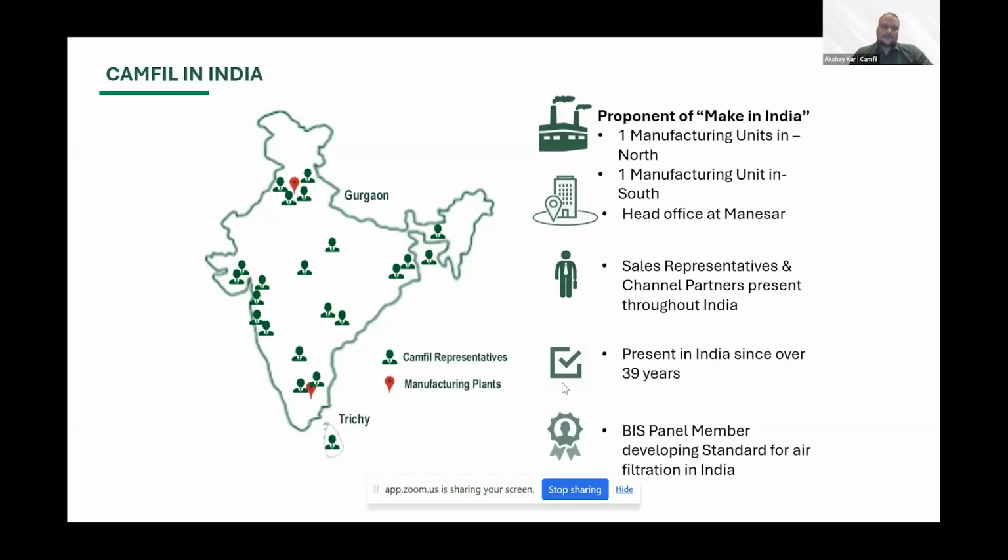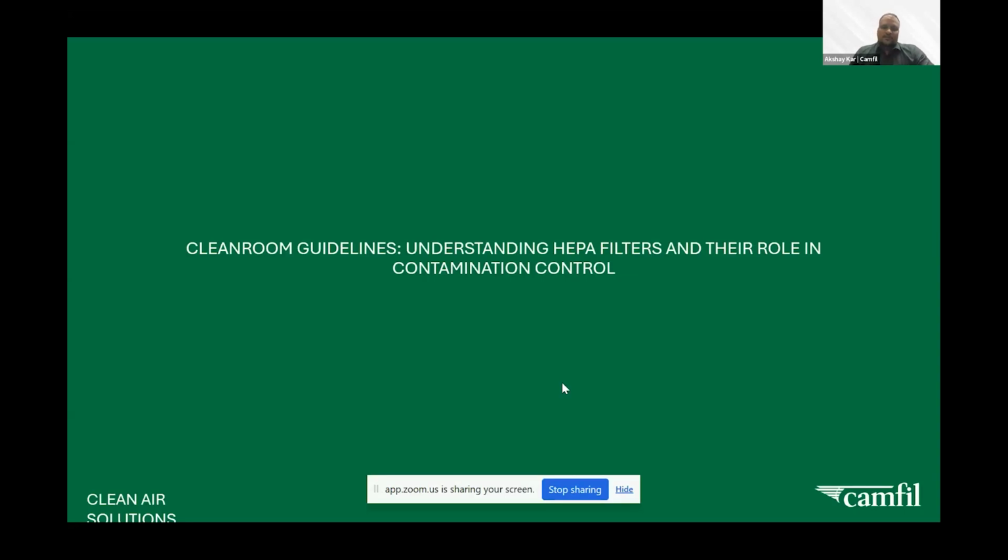Camfil is also in India. We are proponents of Make in India, with two manufacturing sites, one in the north and one in the south. Our head office is at Manesar, and our presence in India is now more than 4 decades. We are a BIS panel member for developing standards for air filtration in India. So this was about my organization, Camfil.